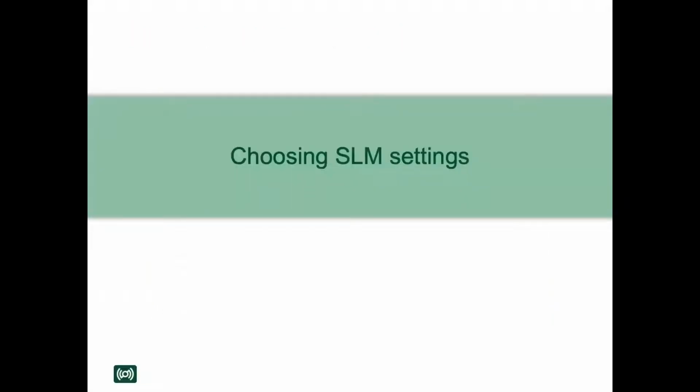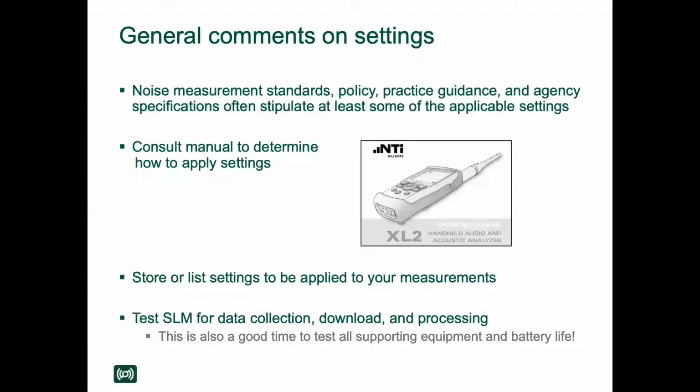Setting up the sound meter is extremely important in terms of making sure we acquire meaningful data that conform to project requirements. Noise measurement standards, policies, and guidelines will list metrics that will help to select appropriate settings. Using this guidance, consult the sound meter documentation to determine appropriate settings. Keep in mind that the language used by a particular meter may differ slightly from that used by the relevant standard or policy. For example, SEL versus LAE for sound exposure level. If your meter can store settings information, use this function to store or list commonly used settings. Also test your sound level meter to make sure that the measurement, download, and processing functions are working correctly.